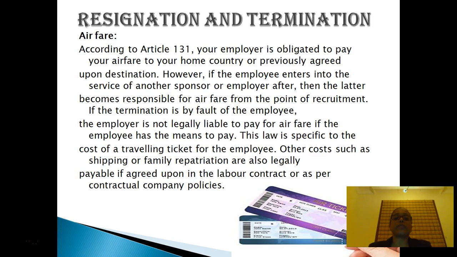If termination is by fault of the employee, the employer is not legally liable to pay for airfare if the employee has the means to pay. This law is specific to the cost of the air ticket for the employee. Other costs such as shipping or family repatriation are also legally payable if agreed upon in the labor contract or as per the contractual company policies.